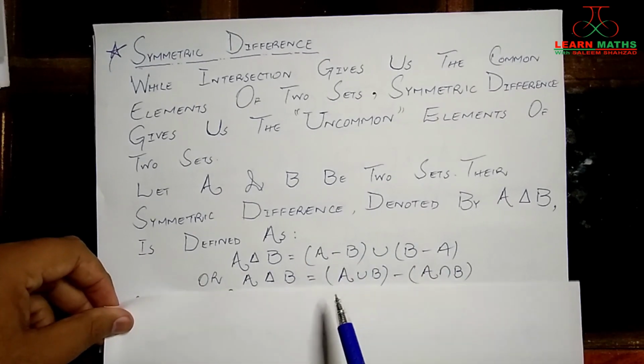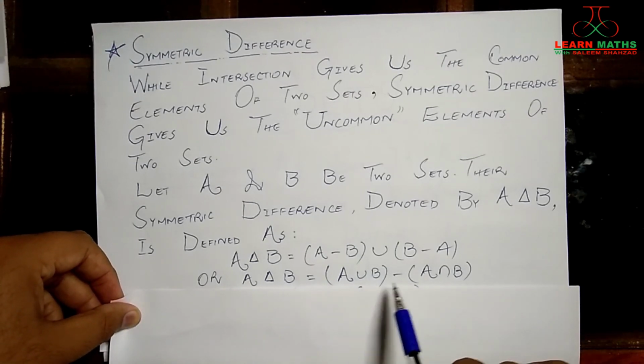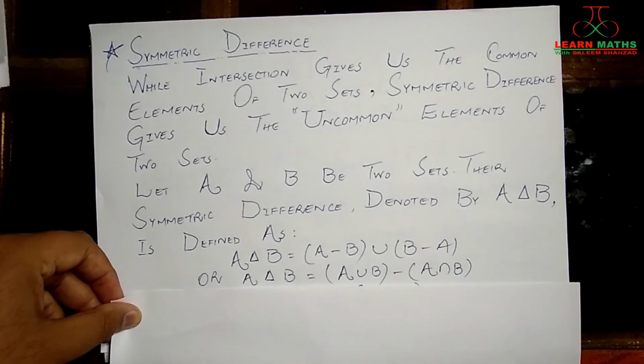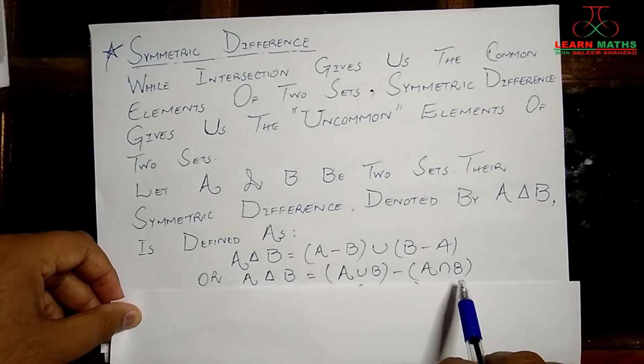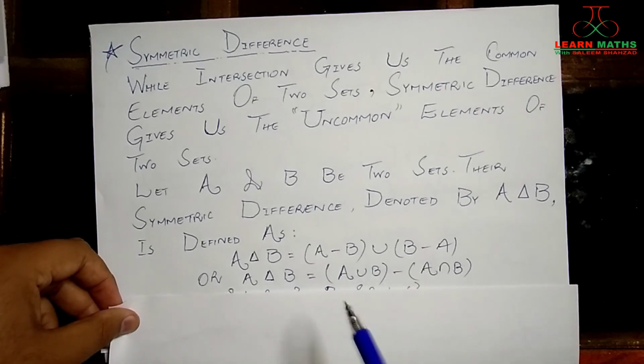The other way around is, if you take the symmetric difference of A and B, you just need to have their union minus their intersection. All of the elements contained in both A and B minus the common elements of A and B. This is also a way by which we can define symmetric difference.